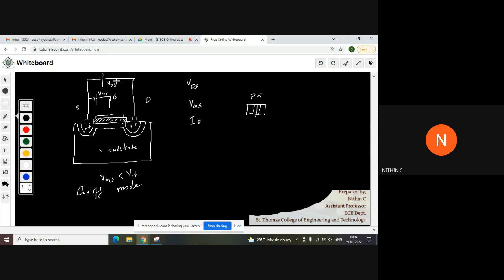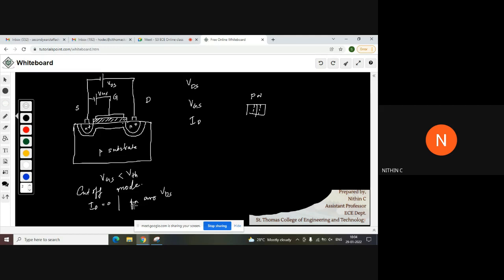Cutoff mode means whatever positive VDS that we apply. Why do we apply a positive VDS value? So that the electrons move from here to there, right? We need a flow of electrons through this circuit so that we will be getting an ID. But when there is no channel present over here, whatever be the value of VDS that you apply, no use with that, there won't be any drain current. ID will be 0 in case of cutoff mode. ID will be equal to 0 for cutoff mode, for any VDS.